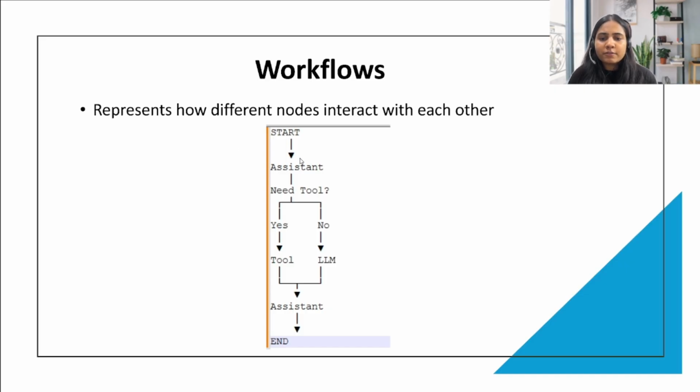If we look here, it will start the functionality, then go to the assistant. If the assistant needs some tools, it will use the tool, then go back to the assistant and call the LLM model. But if it doesn't need any tools, it will go directly to the LLM model. So here we are doing branching. We have two options, whether it goes for the yes or the no option. We are giving conditions for branching or looping, and here we can do parallel execution as well.